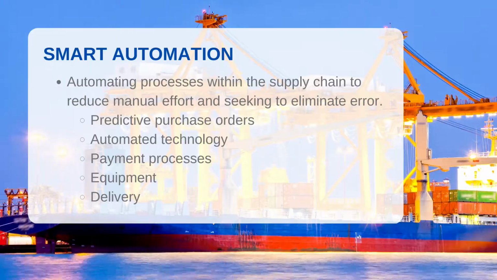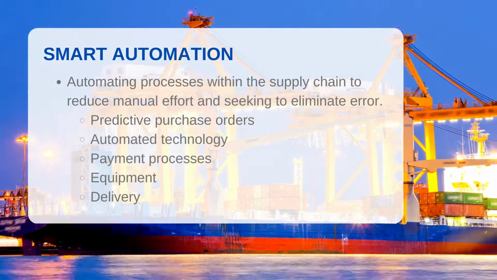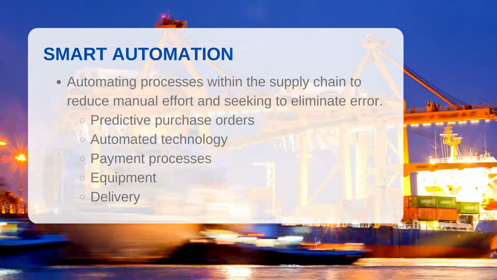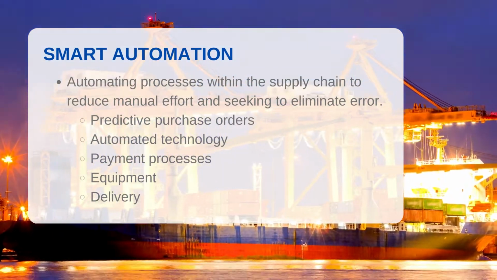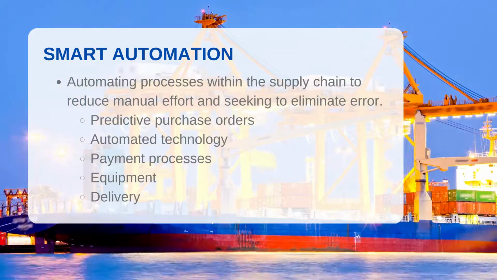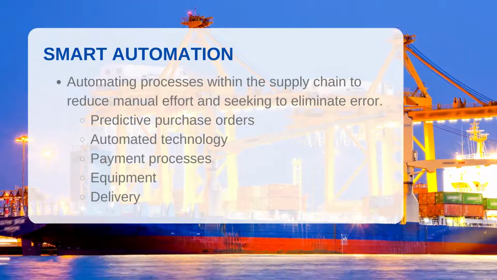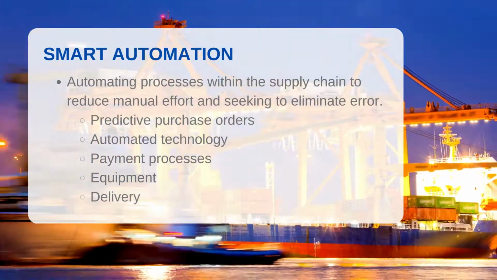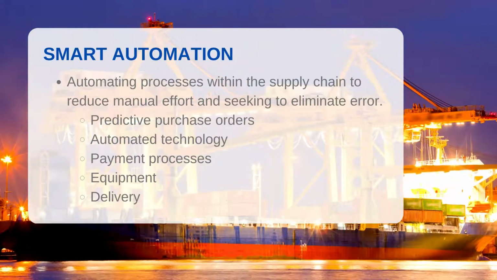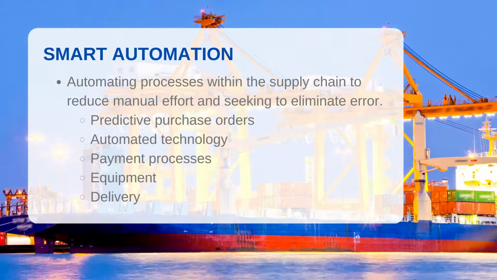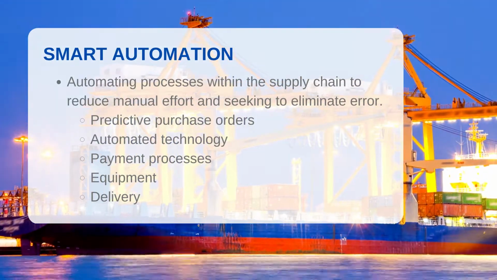Smart automation helps to create an efficient supply chain model. Automating processes through technology helps to reduce manual effort, which is often more likely to create error compared to automated processes. Some examples include predictive purchase orders from suppliers, technology-focused payment processes, equipment designed to produce and package products, and delivery procedures are all among some ways which can be automated.